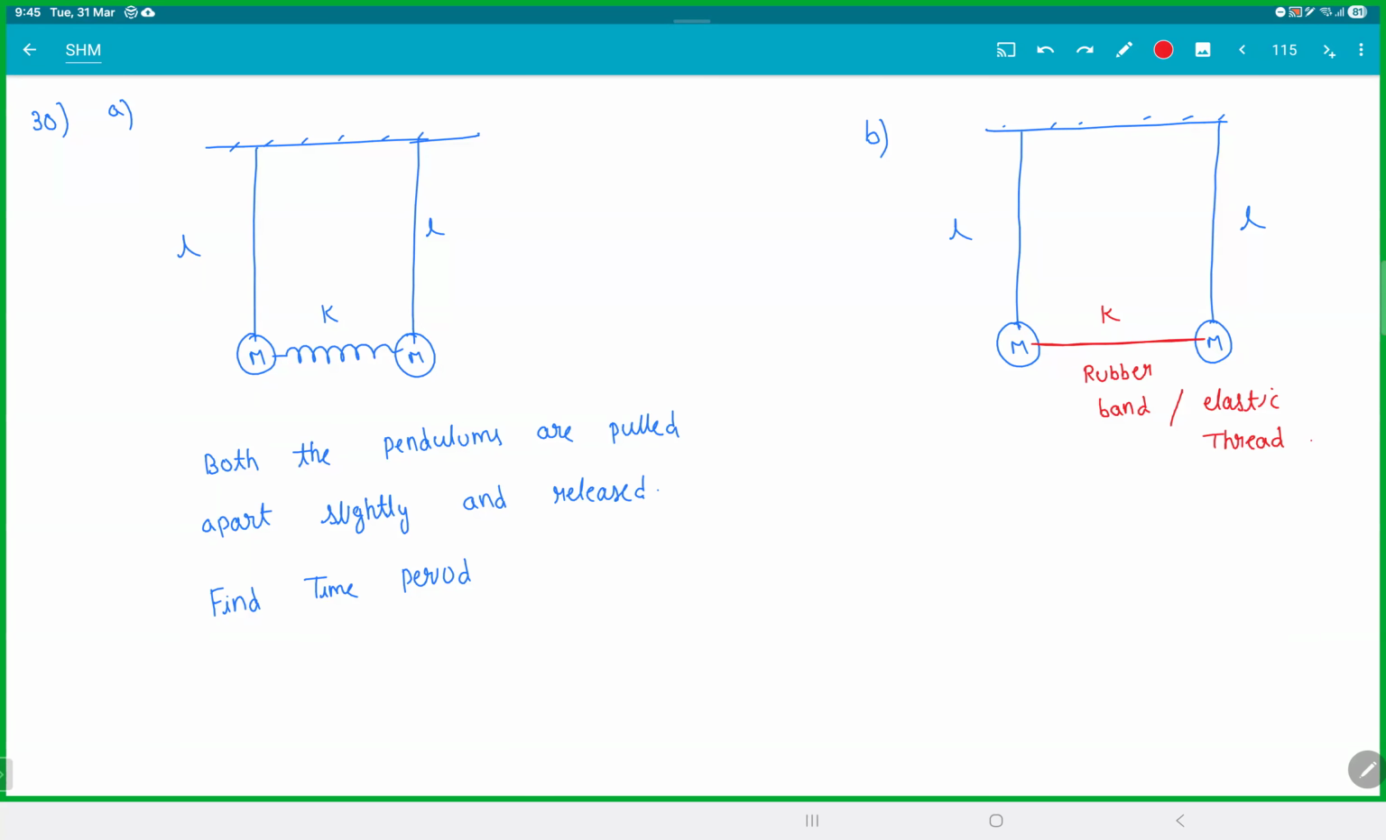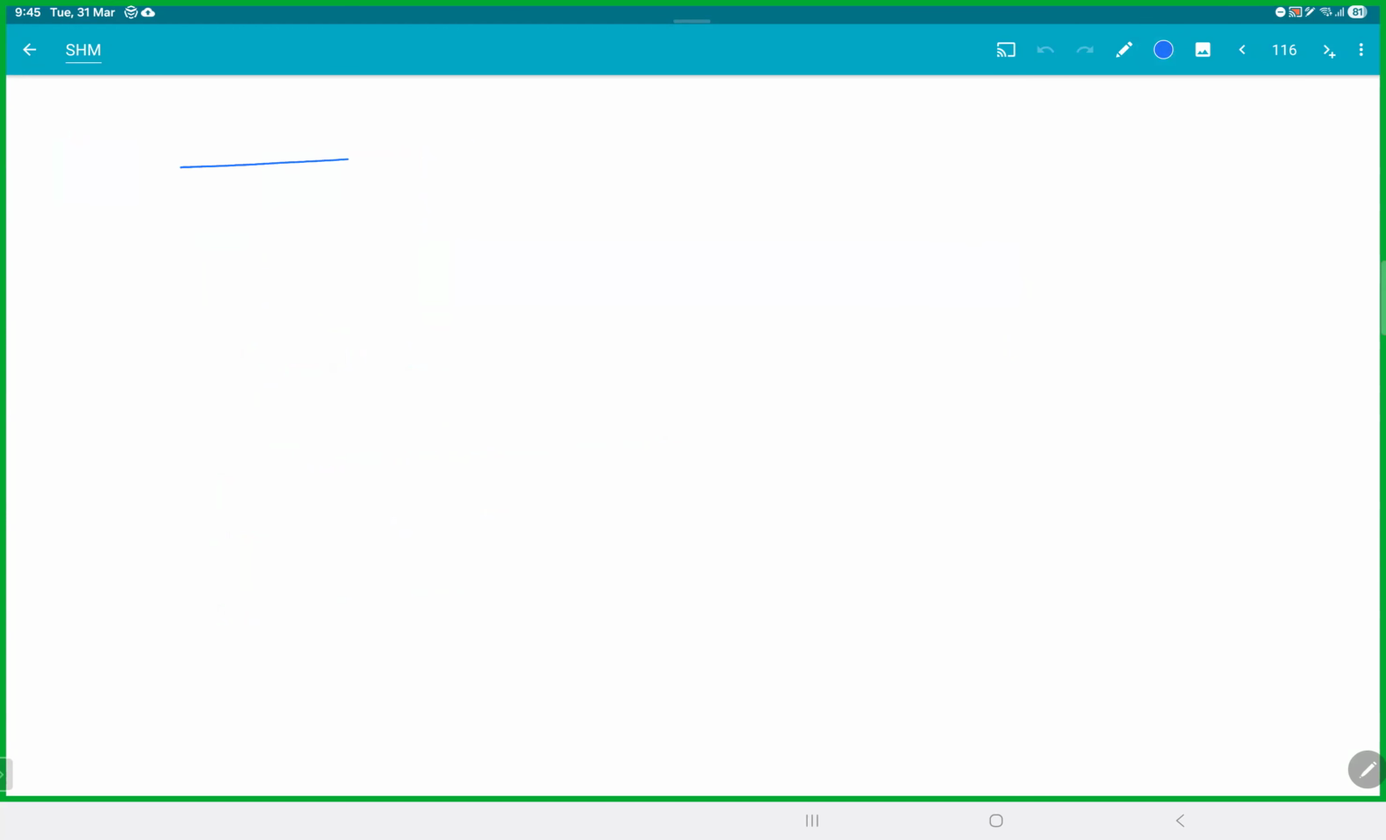Just to give an idea, when they say they displaced it, you know what they did? Think of it like this. This is theta, this is theta. You displaced both of them by theta. That means how much did the spring actually elongate? Theta is small, so I can assume this to be L theta and L theta. So the elongation in the spring is 2L theta. Right? That is the idea there.